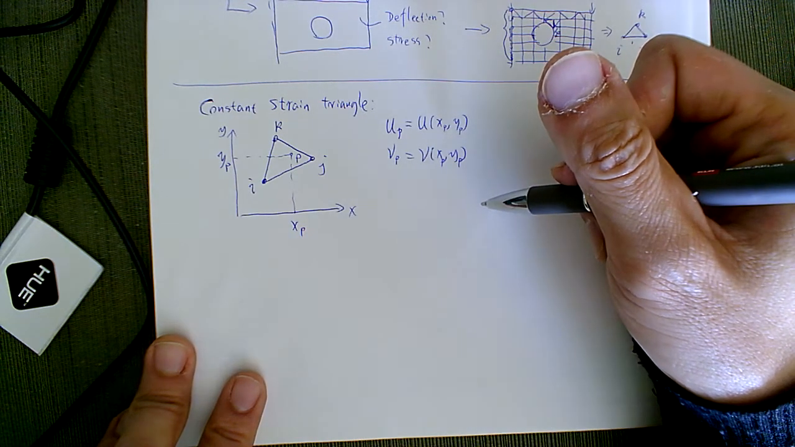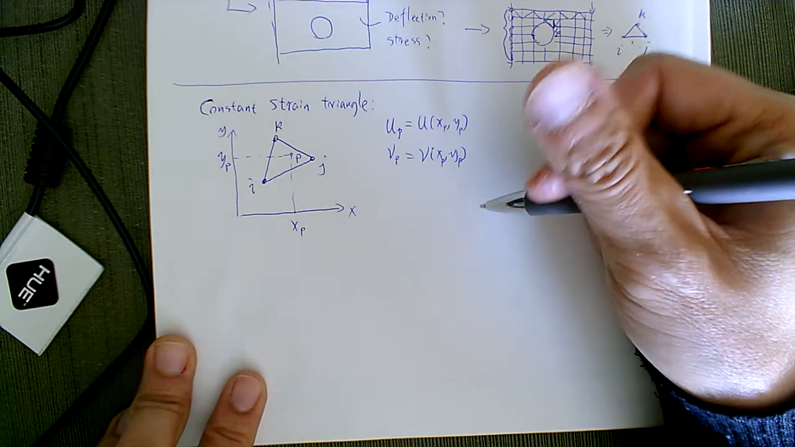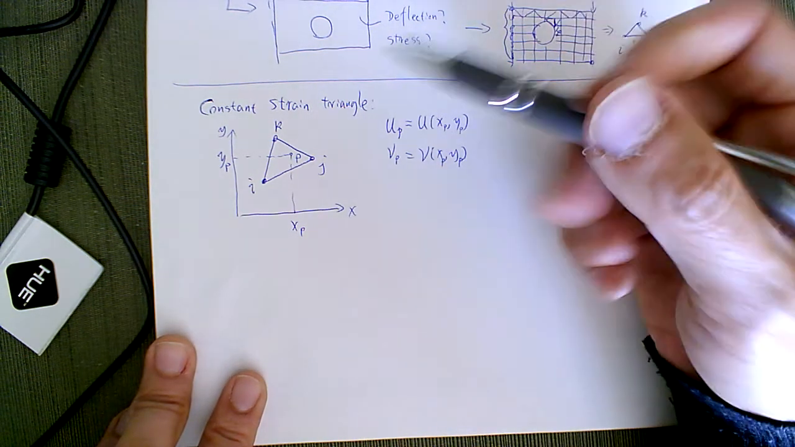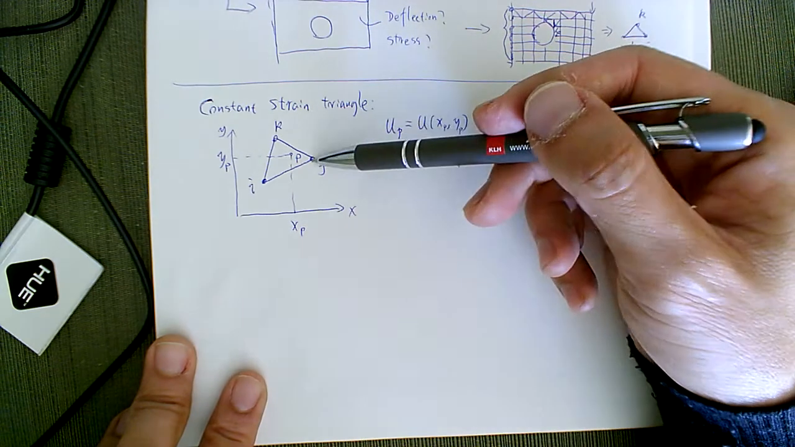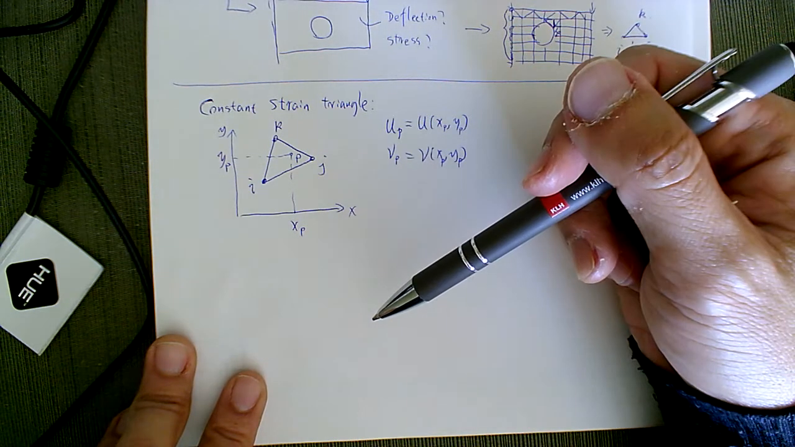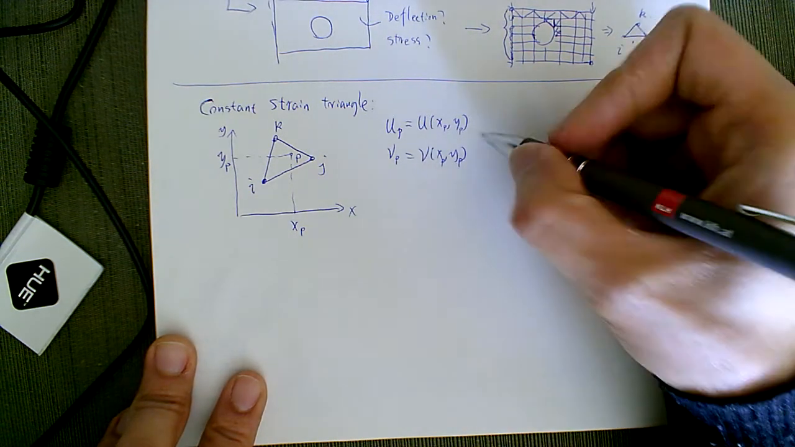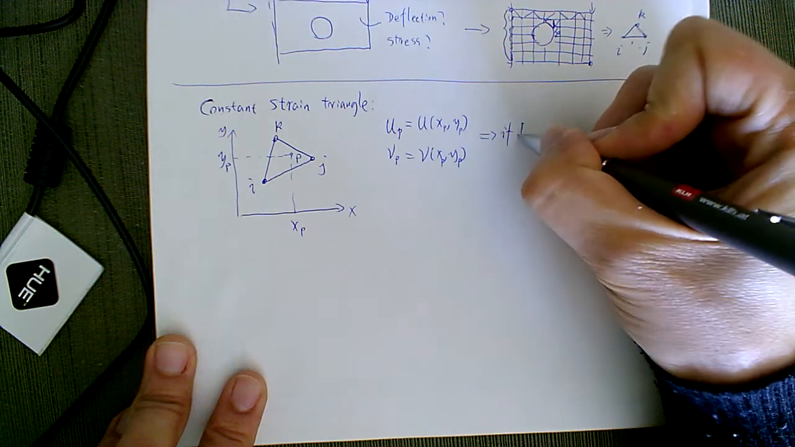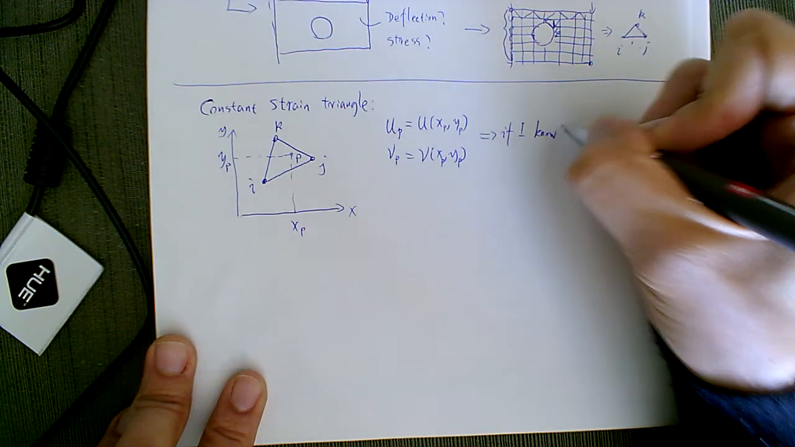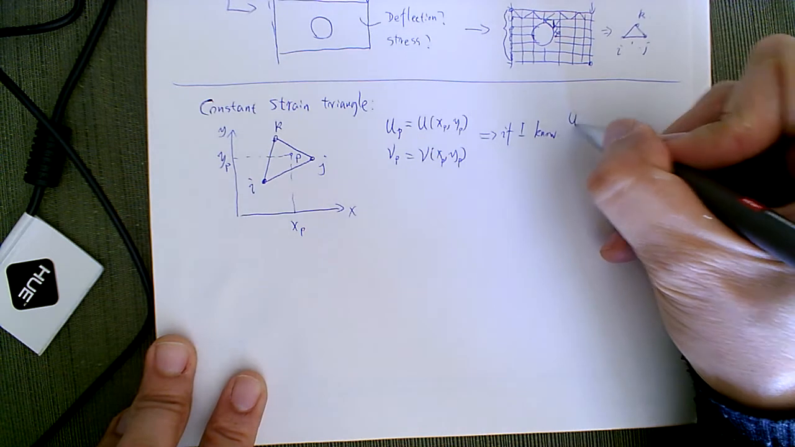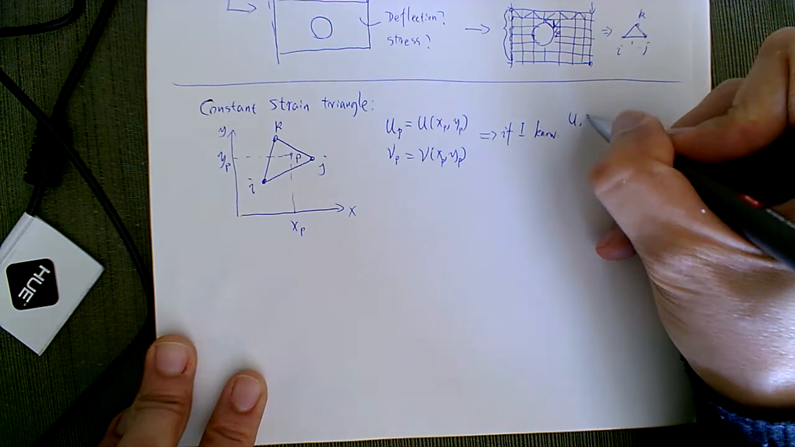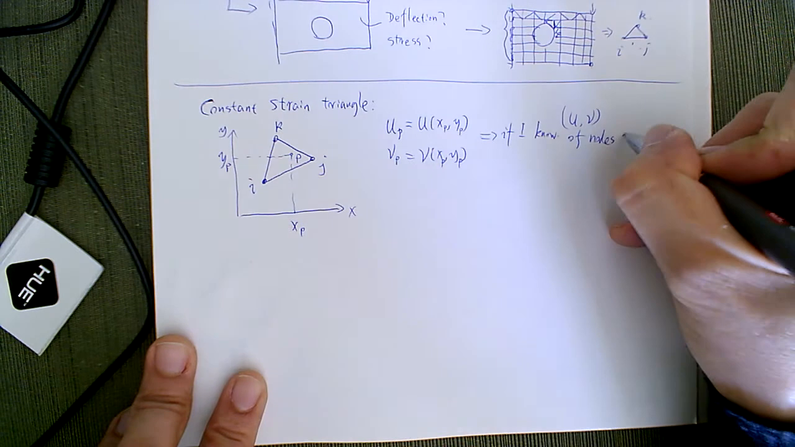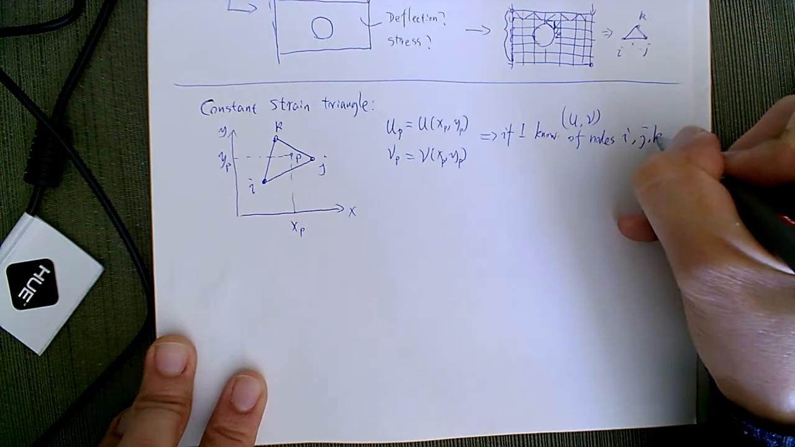Then you're like, yeah, probably, but I need to know something, right? I probably, out of the tradition of finite element, need to know how much I, J, K moves. So if I know the U and V movement of nodes I, J, and K.